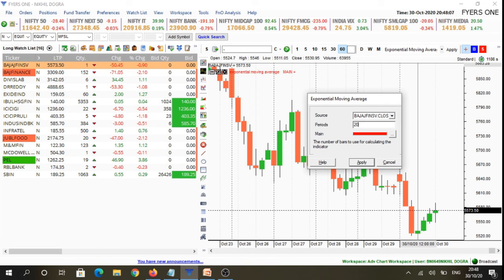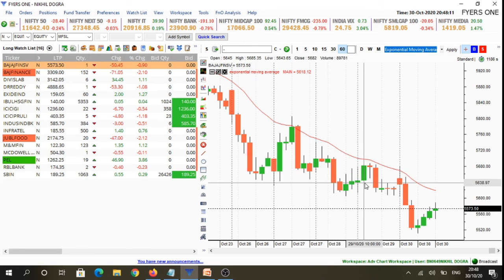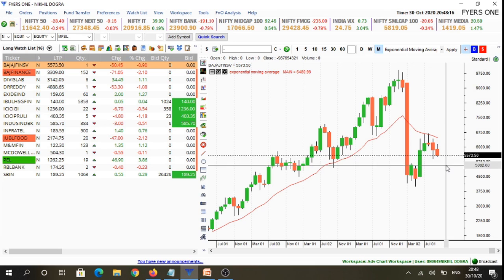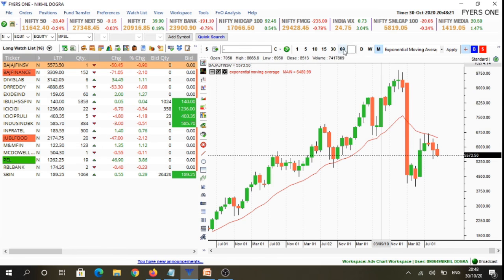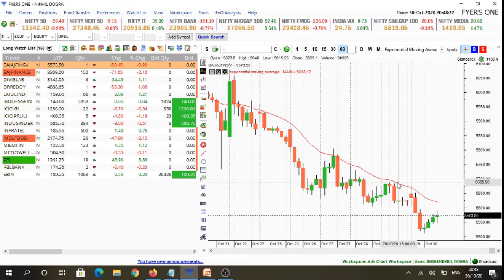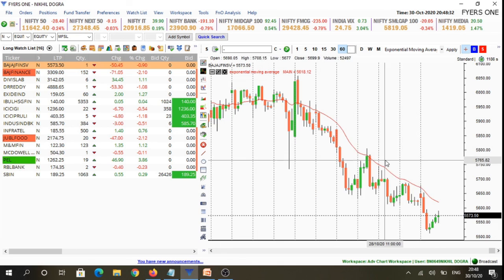We can apply a 20 period moving average on Bajaj Finserv, and suppose on monthly we make a breakout to the upside above 6170 levels, we'll be trading the breakout and using the moving average on hourly time frame as a trailing stop.